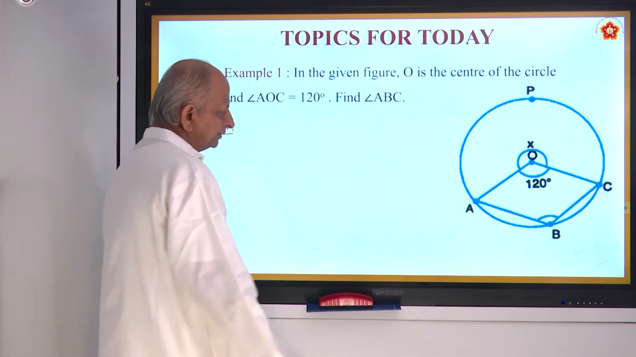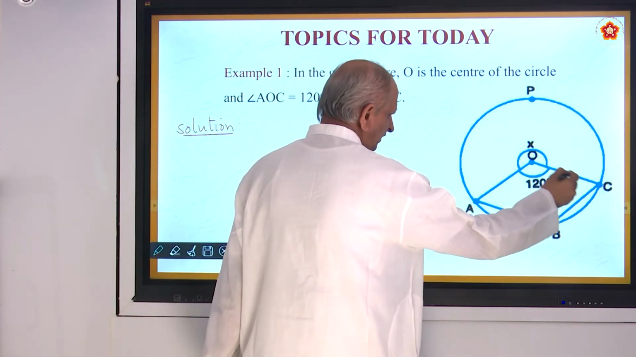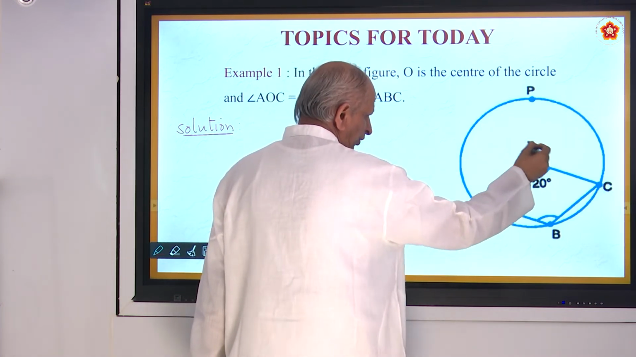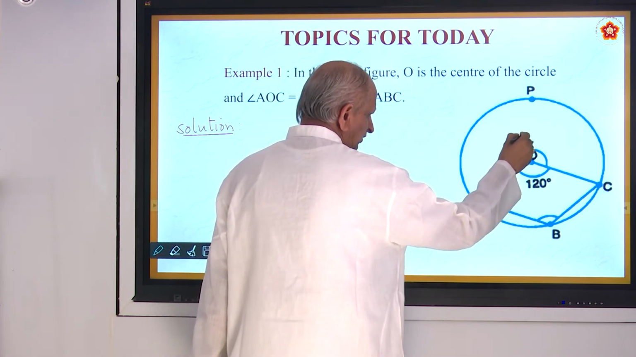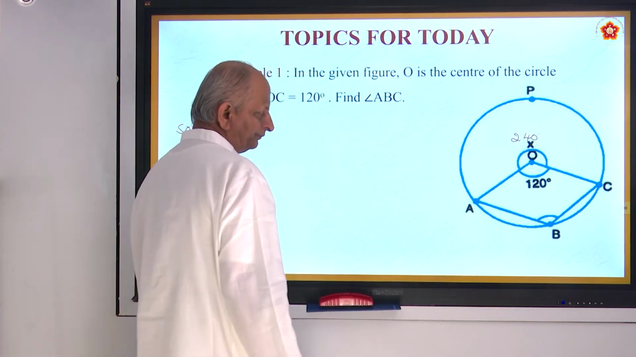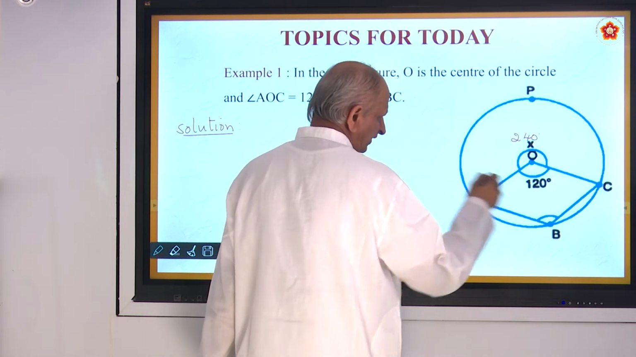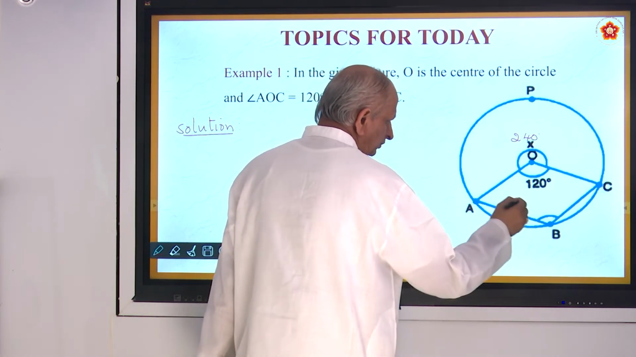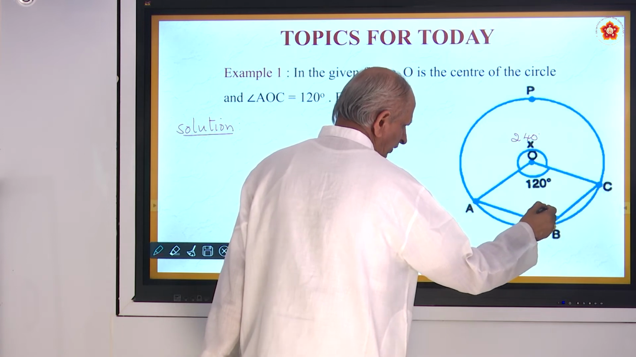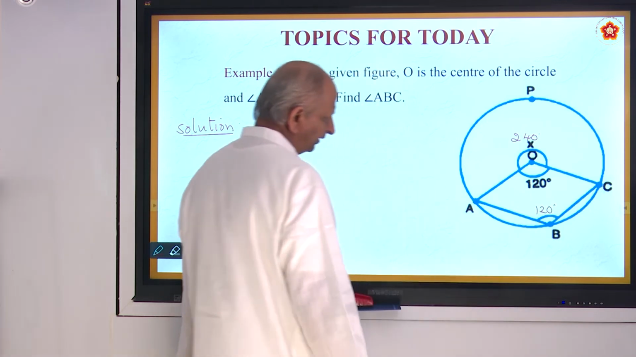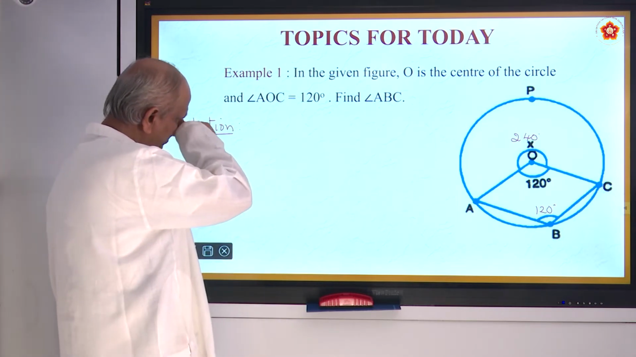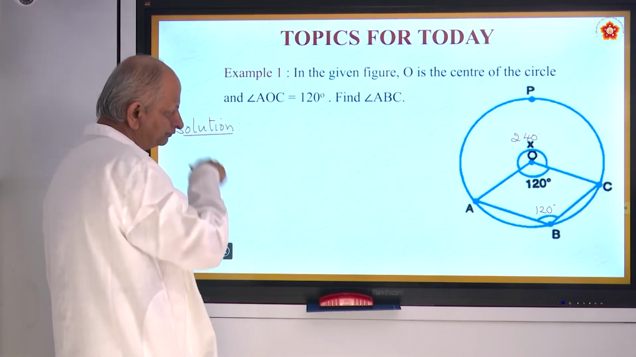See, this is the angle formed at the center. If this is 120, what about the remaining angle? 360 minus 120 will be 240. And this is the angle at the circumference, the remaining part. So that will be equal to half of that. That also will be equal to 120. Is it not? That's all the answer. ABC becomes 120.